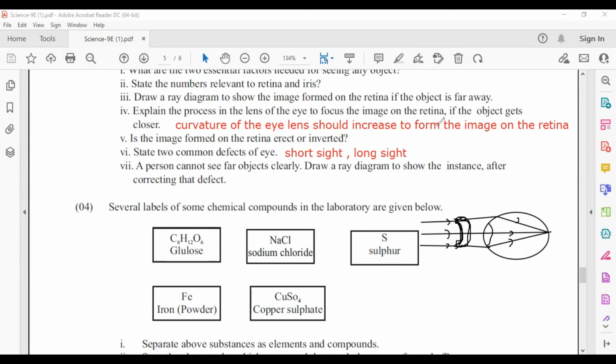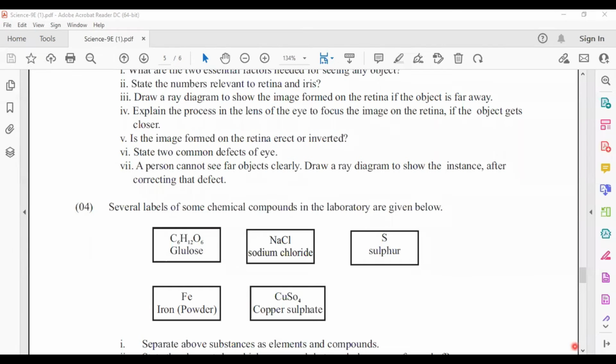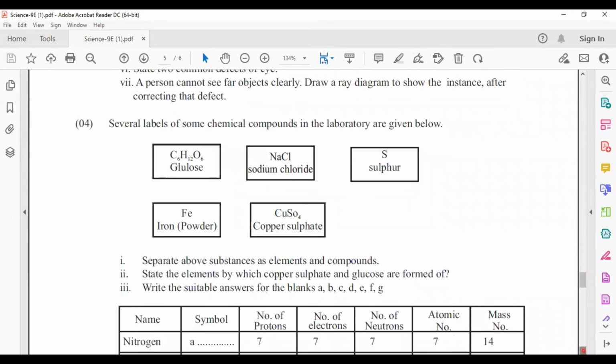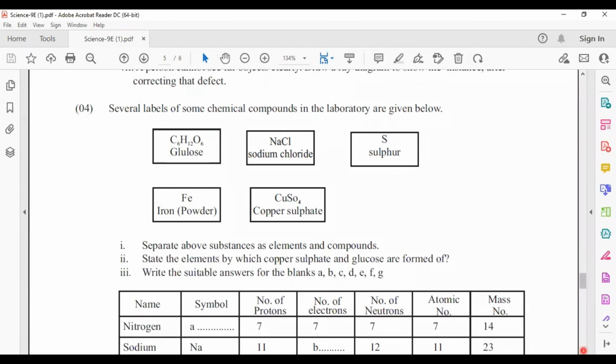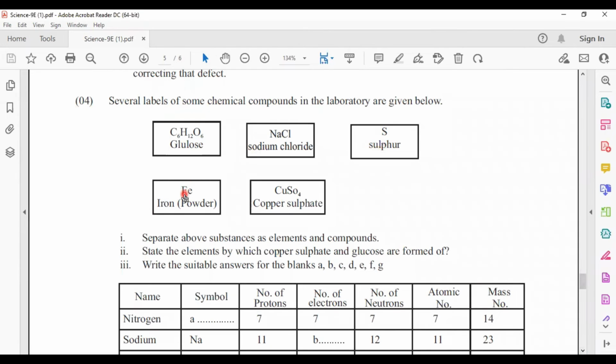Okay, now we will move to question number 4. Several labels of some chemical compounds in the laboratory are given below. Separate the above substances as elements and compounds. Here sulfur and iron are elements and the others are compounds. State the elements by which copper sulfate and glucose are formed. Copper sulfate is formed with copper, sulfur and oxygen. Glucose is formed with hydrogen and oxygen.